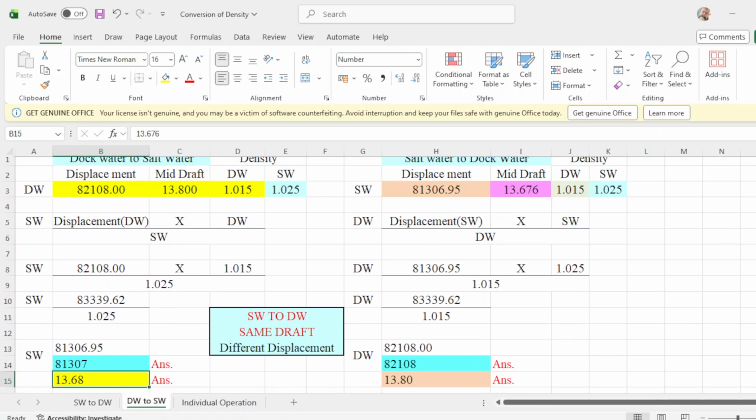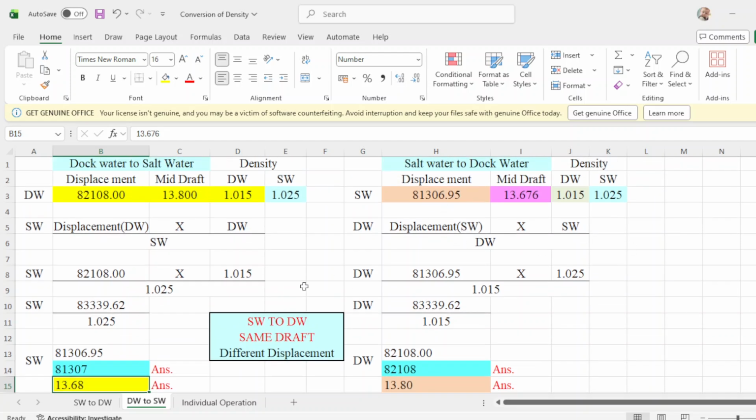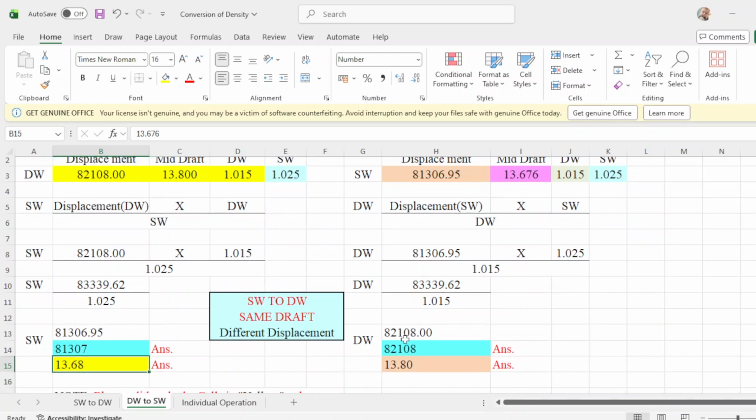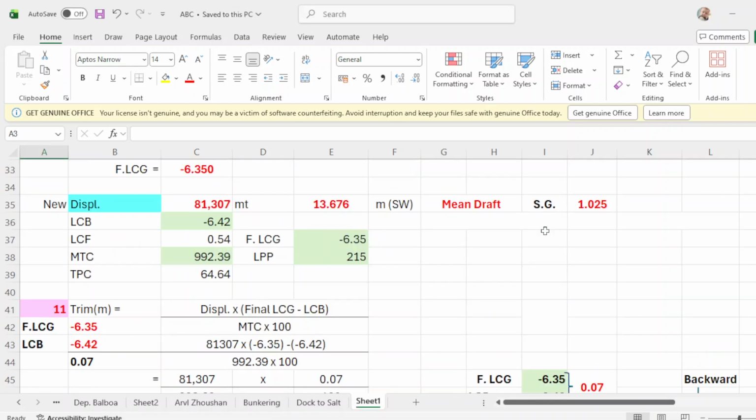So you put here the saltwater displacement, which is this one, 8306.95. You put the mid drop, which is 13676. You put the water density. This is standard. Then it will convert the quarter will be 82108, which is equal to this one, and your display drop will be 1308, which is this one. So this is convenient, guys. So this is the answer to these questions.